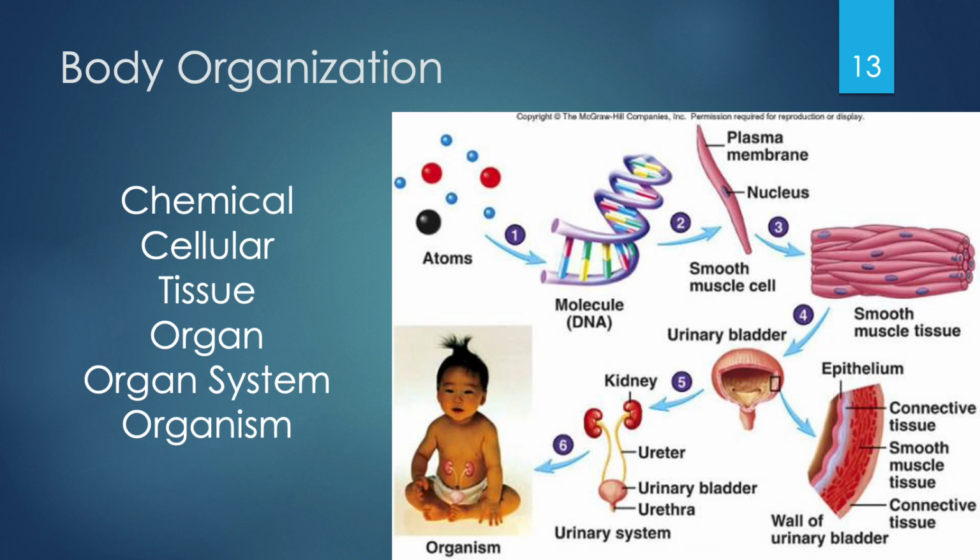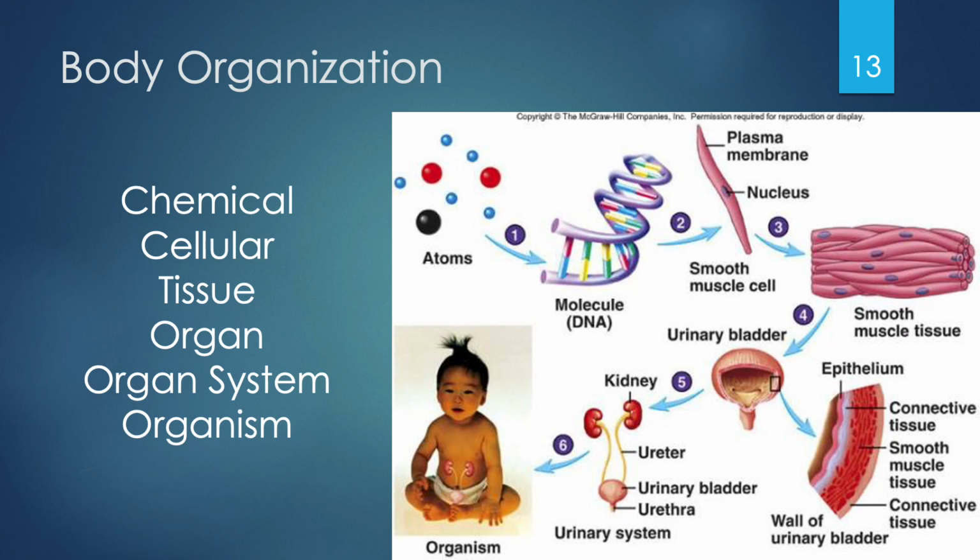And then further, we have an organ system. So if we take that one step further, the urinary bladder, which is an organ, will also have a relationship with the kidneys, which produce urine, and the ureters, which transport urine from the kidneys to the urinary bladder, and then the urethra, which helps to excrete the urine too. So the organ system includes the kidneys, the ureters, the urinary bladder, and the urethra.